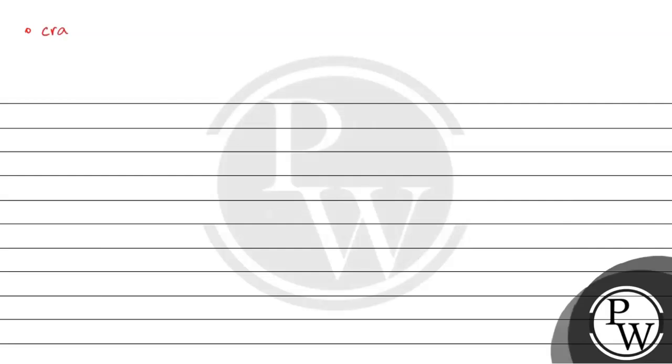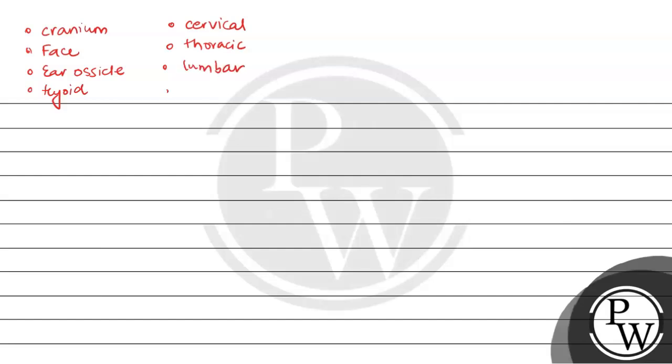Skull further has the following parts. First is cranium. Second is face. Third is ear ossicle. And fourth is hyoid. Vertebrae has 5 types. First is cervical vertebrae. Second is thoracic vertebrae. Third is lumbar vertebrae. Fourth is sacral vertebrae. And fifth is coccygeal vertebrae. Sternum is one, and ribs are 12 pairs.